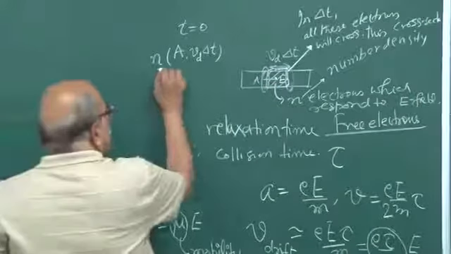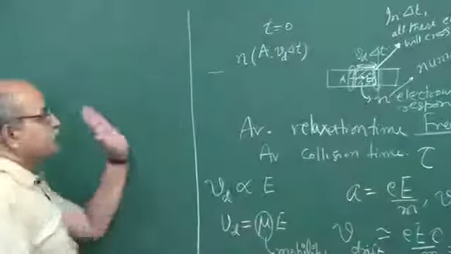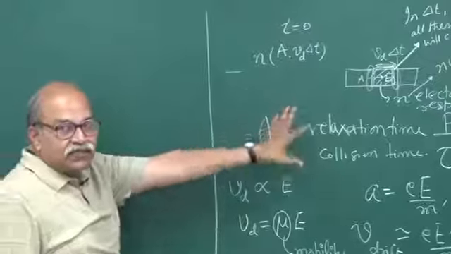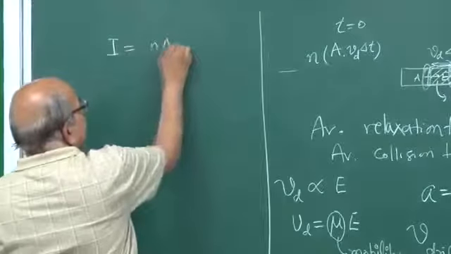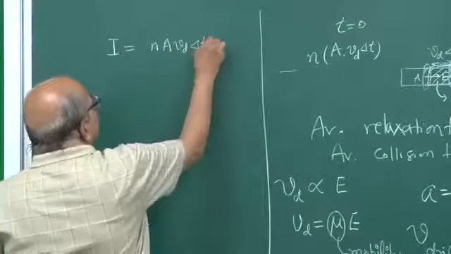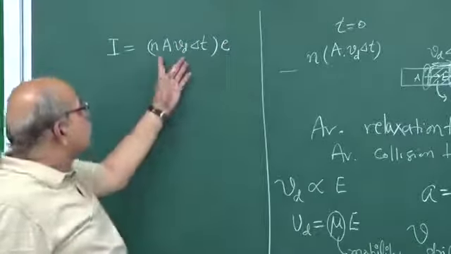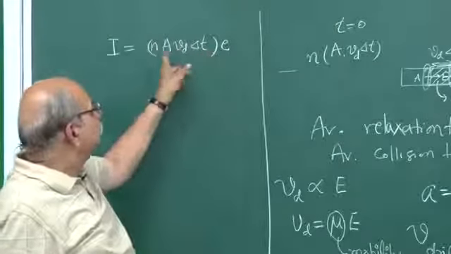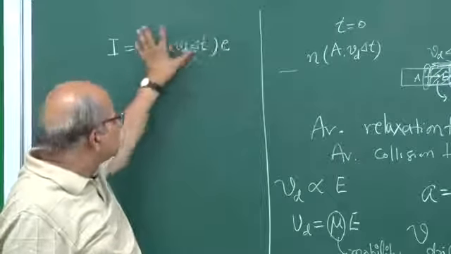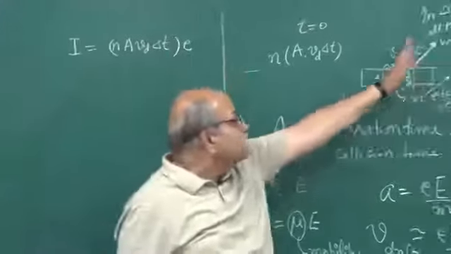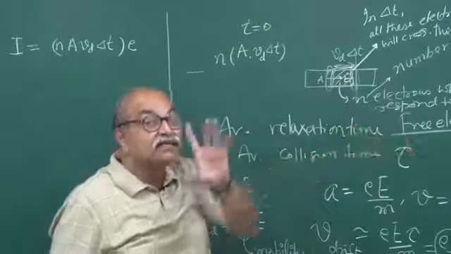Okay, so you can work out what is the current. Current is charge crossing per unit time. So the current will be N times A times Vd times delta T multiplied by E. So this is the current, this is the charge. This was the number of electrons. On each electron you have this much of charge. So this much of charge is crossing here in time delta T. Okay, so per unit time how much charge is crossing, that is the current, right?